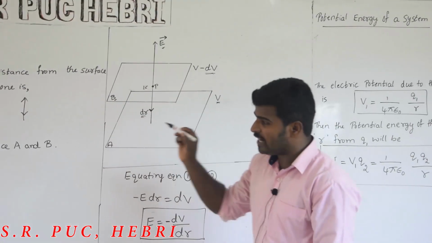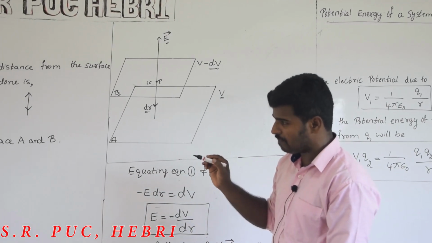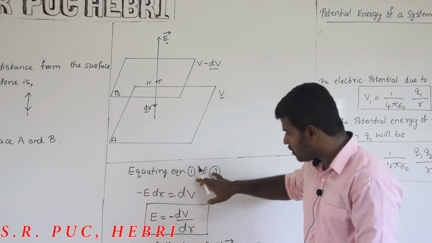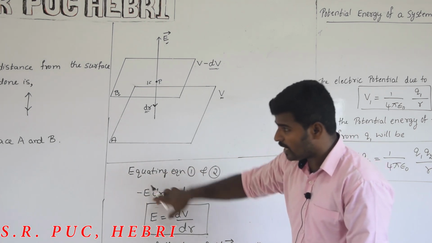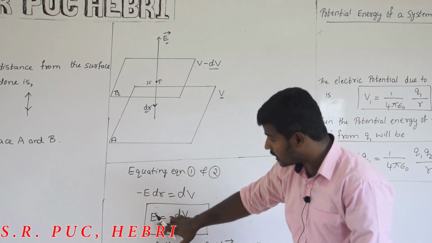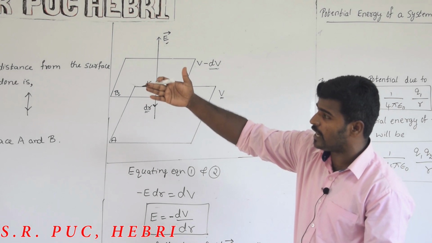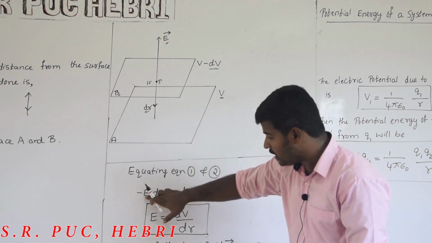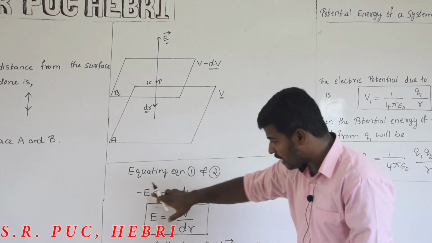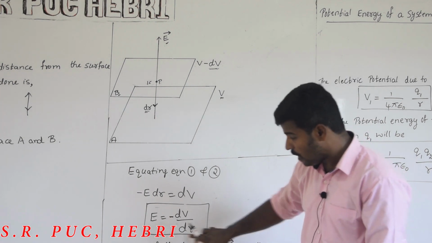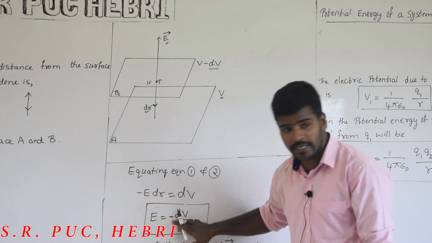Therefore, equating equation number 1 and 2. Equation 1 is dW is equal to E minus dr. Equation 2 is dW is equal to dV. Equating them, E minus dr is equal to dV. In order to get the relation between electric field and potential, that is the reason why I rearranged the equation over here. Therefore, E minus dr is equal to dV, so the electric field E is equal to minus dV divided by dr. Hence the proof. Very important one: the negative sign.